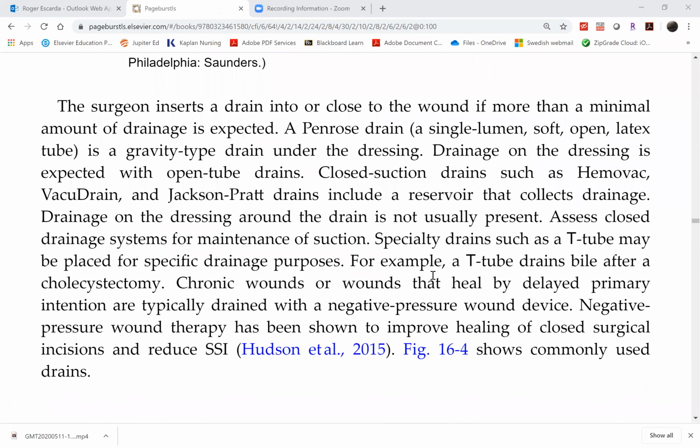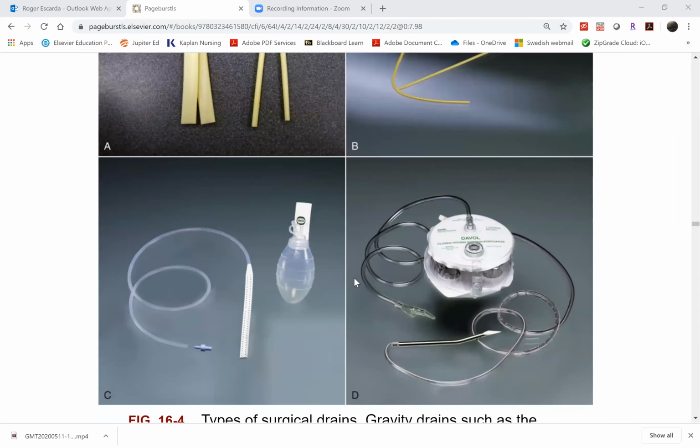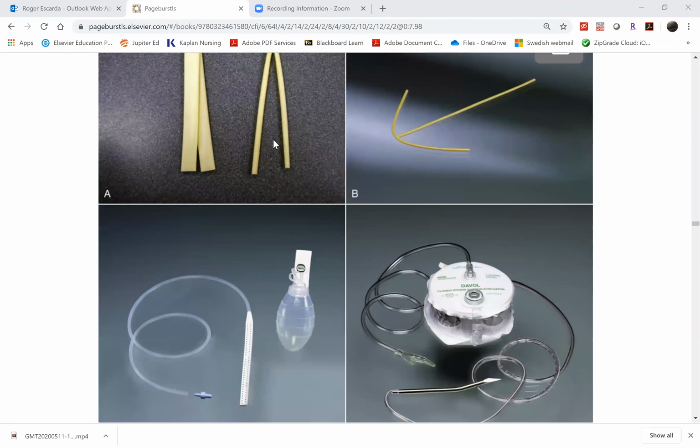These are your common drains. We have a Penrose, a T-tube, a JP, and a Hemovac. Obviously, these two don't have any suction. They're just draining by gravity. They're just left in place.